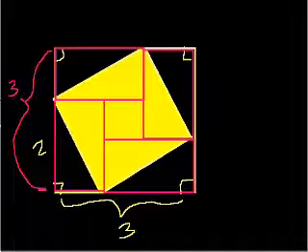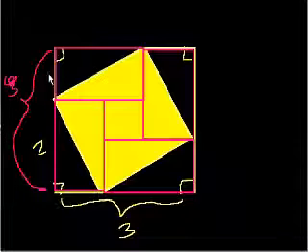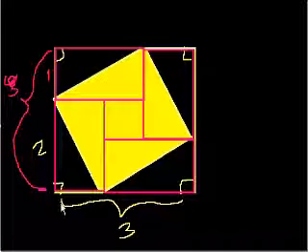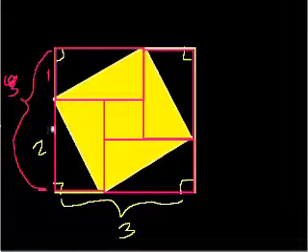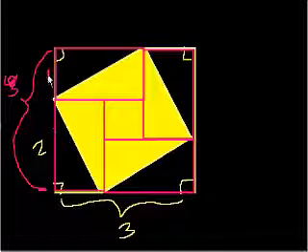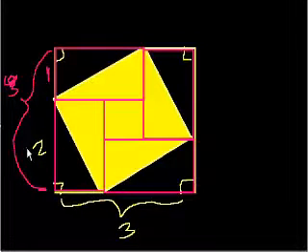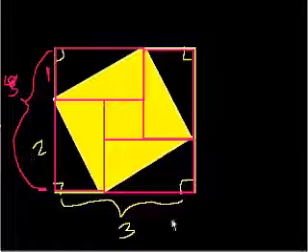Because they tell us, oh, actually, you know what? They don't even tell us. They tell us that this distance is 1. So we know that this is a square, right? That this distance is 3. So this distance is 1. And then this distance down here is 3.